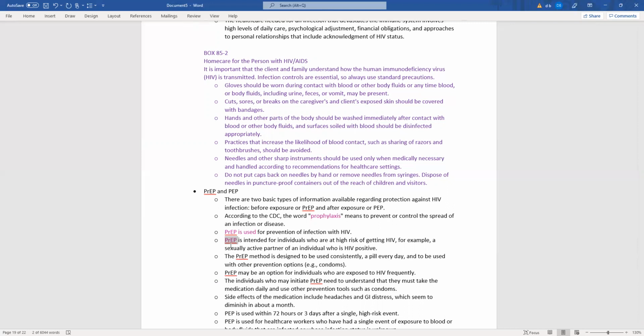So you give this person a PrEP. The person that's not infected will take the PrEP. The PrEP method is designed to be used consistently. They have to take this pill every day, and it is used with other prevention options, which is condoms. Take that pill every single day. PrEP may be an option for individuals who are exposed to HIV frequently.